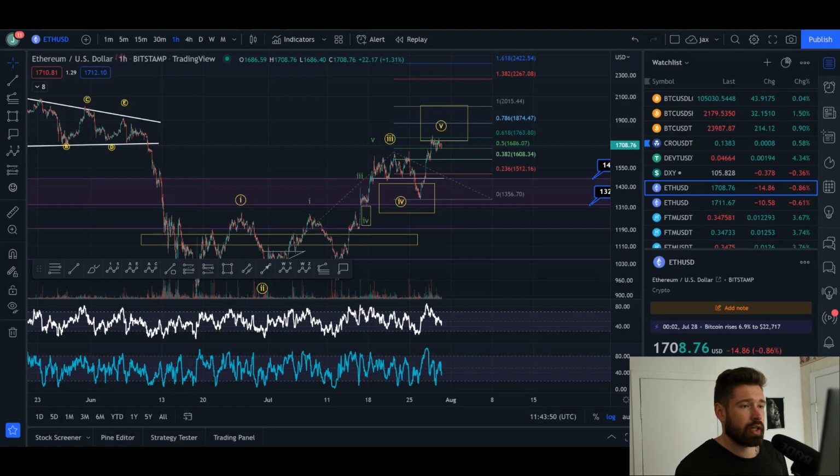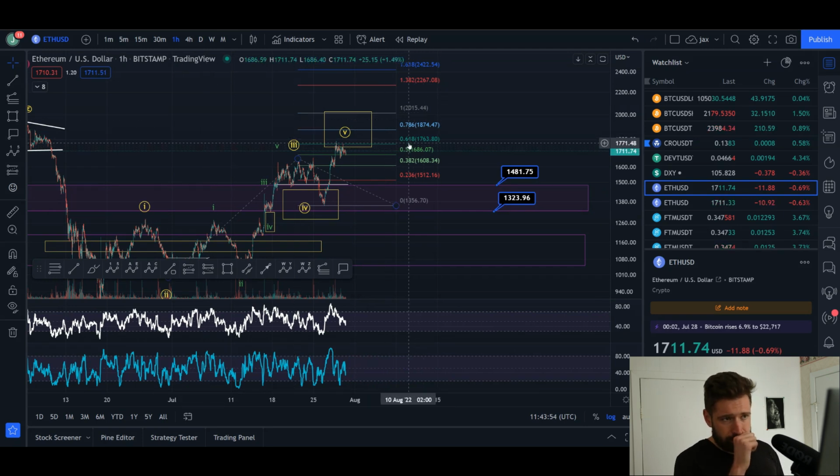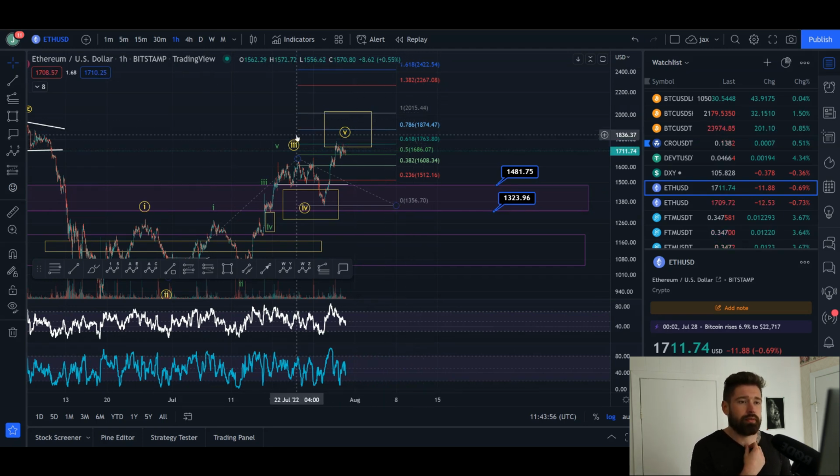We're going to start here on the 1 hour time frame. You can see we perfectly met the 0.618 extension, which is the minimum target for a wave 5.